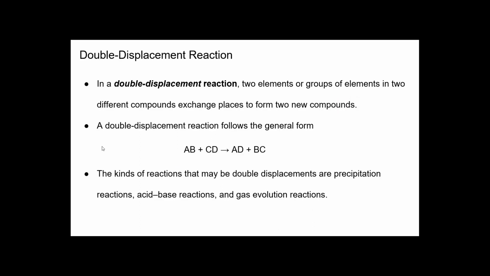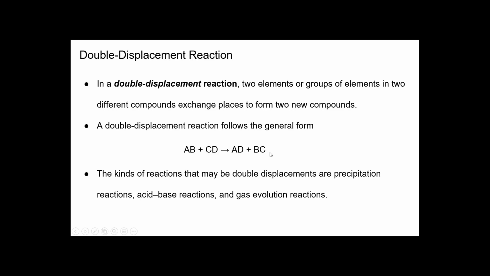Double displacement is exactly what it sounds like, where you had one dance partner and that partner left. Now you have two couples on the dance floor and they completely switch partners. That's a double displacement reaction. So here we have AB plus CD, and this produces AD plus BC. So we have a double displacement reaction in the general form. This is the general form.